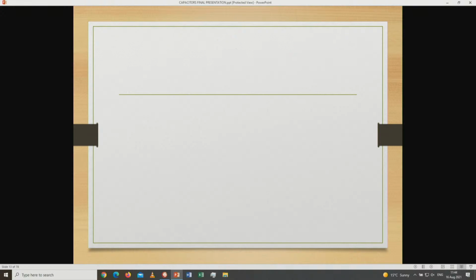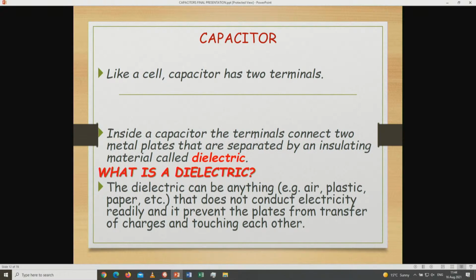Let me explain what will happen if these two metallic plates get to touch each other. It means they will transfer electrons, and the current will start flowing, and it also can cause a short circuit.